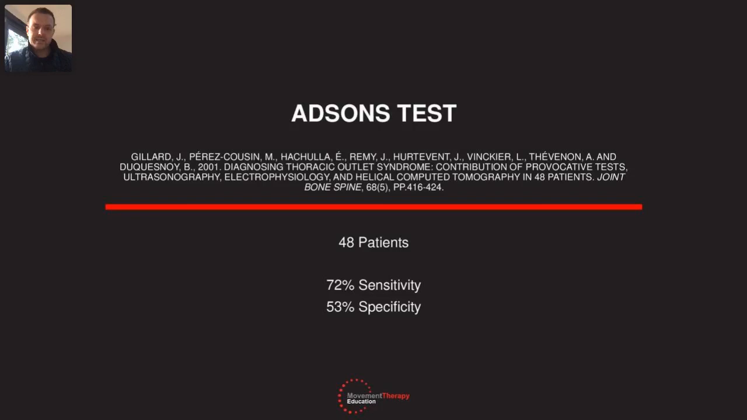So we're looking at the sensitivity, being able to rule thoracic outlet out, and then the specificity, being able to rule it in. It's not very good at ruling the condition in. If you have a positive test, it doesn't necessarily mean that you have thoracic outlet syndrome. It could be a number of other things. But the sensitivity is pretty good at ruling it out. So if you don't have a problem, then you probably don't have thoracic outlet syndrome. And so we'll just have a look at this video.